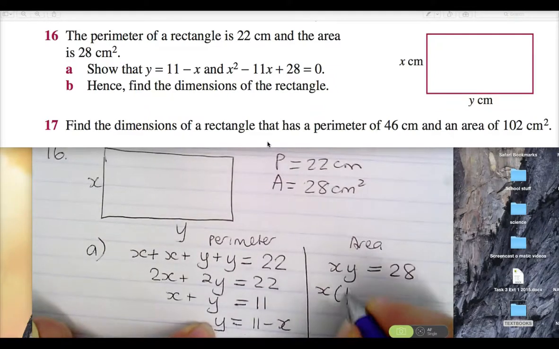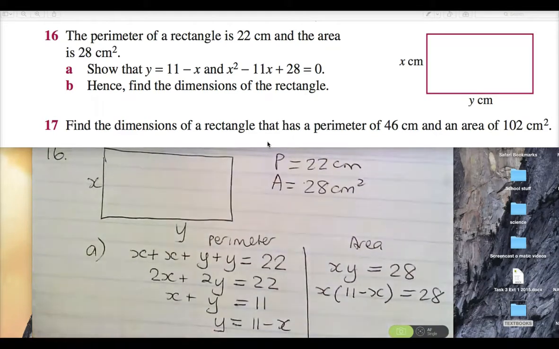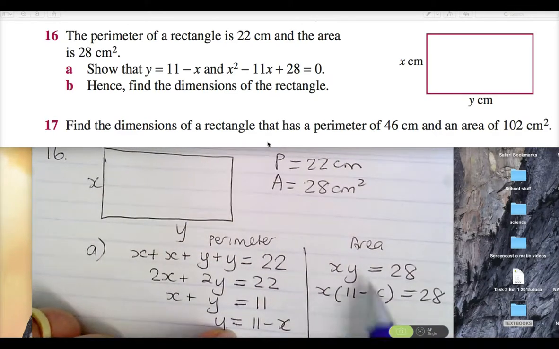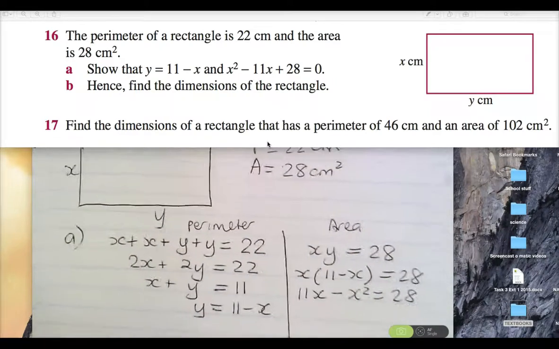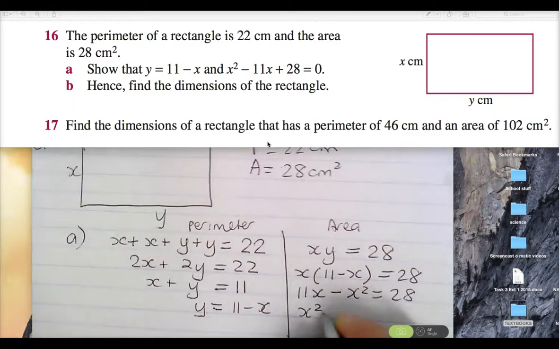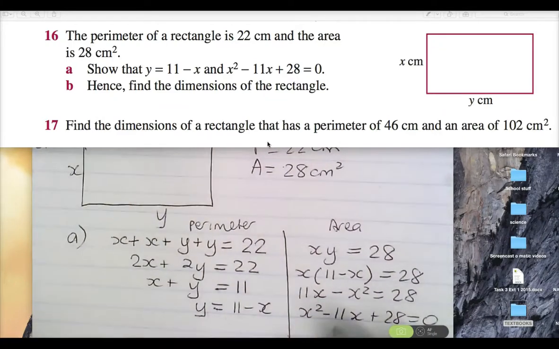X times 11 minus x equals 28. Girls, so all I did was substitute. I get 11x minus x squared equals 28. And make it all positive. Move it to the other side. X squared minus 11x plus 28 is 0. Girls, in the next part, you solve. You just solve that for part B.